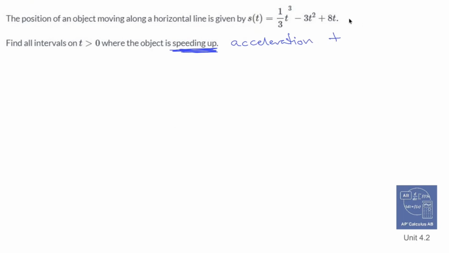So, I have the position function. The first derivative gives me the velocity. The second derivative is going to give me acceleration. So I need to go down to the second derivative here before I can do much of anything. So let's take the first derivative.